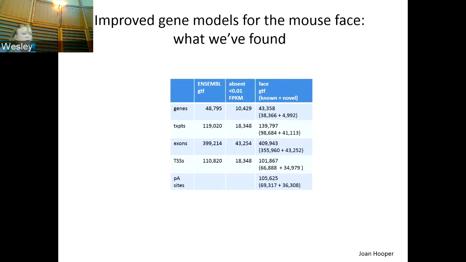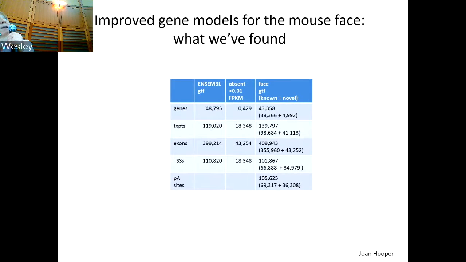So just a little bit briefly about these new gene models, because this is the part that we're really pretty confident about. Beginning with what's in the Ensembl gene models, there's almost 50,000 genes, more than 100,000 transcripts, more than 100,000 transcript start sites, 400,000 exons. About 20% of those are not actually expressed in our data, but the remaining 80% are, more or less.